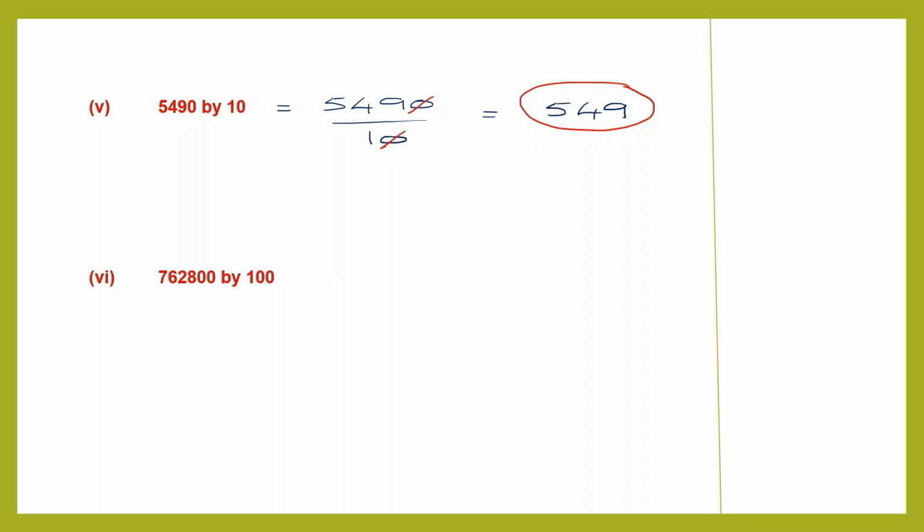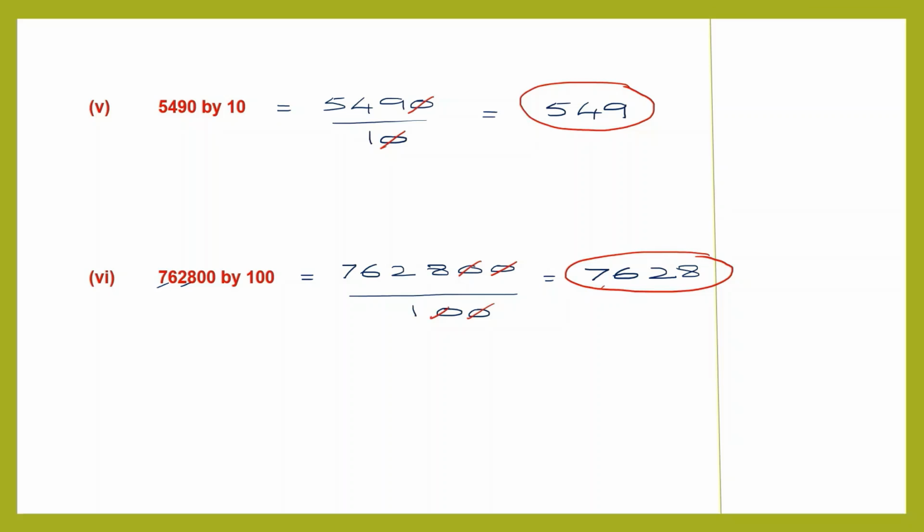Question 6. So here we have a larger number. We have put the comma so you can read your number. 7,62,800 divided by 100. So let's write that down. Now we can cancel the zeros. There are 2 zeros down and 2 zeros on top. So we've cancelled all the zeros. So what we have left is 7,628. Now this is our final answer. 7,628.